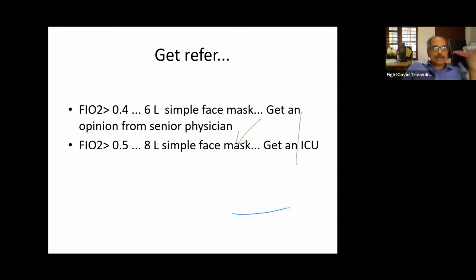When the oxygen requirement is more than 40%, that is FiO2, meaning fraction of oxygen in the inspired air. When the FiO2 requirement is more than 40%, which approximately corresponds to giving 6 liters of oxygen through a simple face mask, it is always better to get an opinion from a senior physician. And if the FiO2 is 50% or more, that is 0.5, which approximately corresponds to 8 liters of oxygen through a simple face mask, in that condition also it is better to get an ICU opinion.